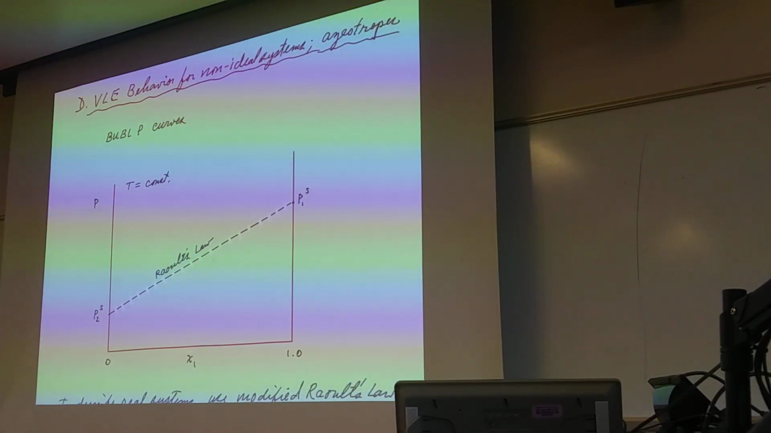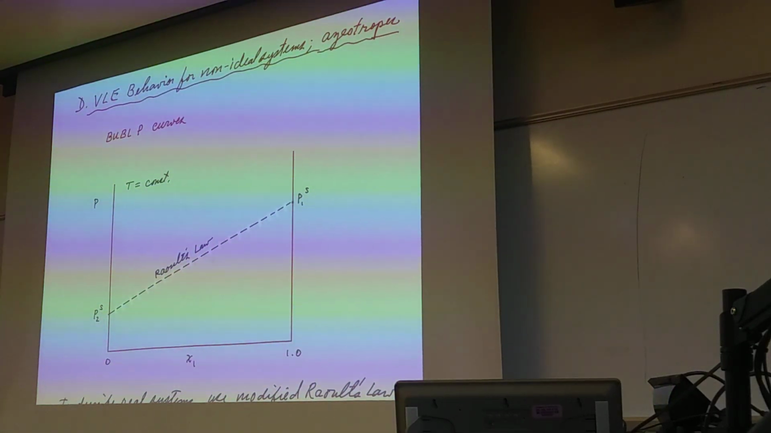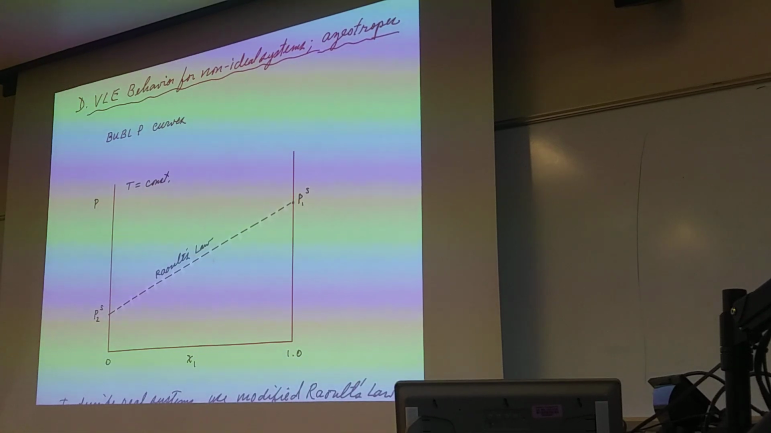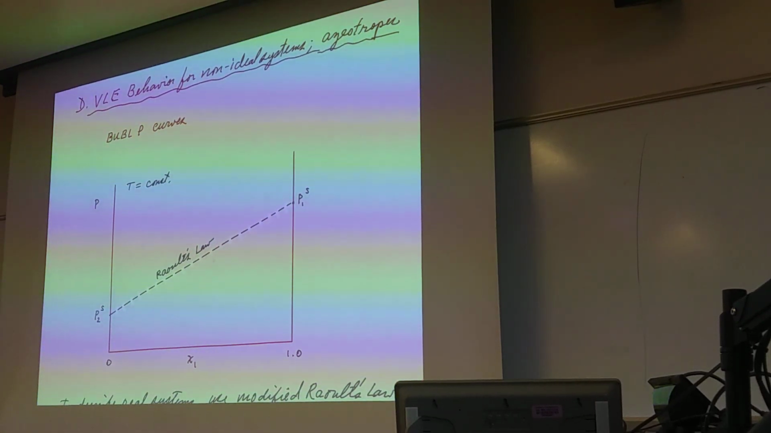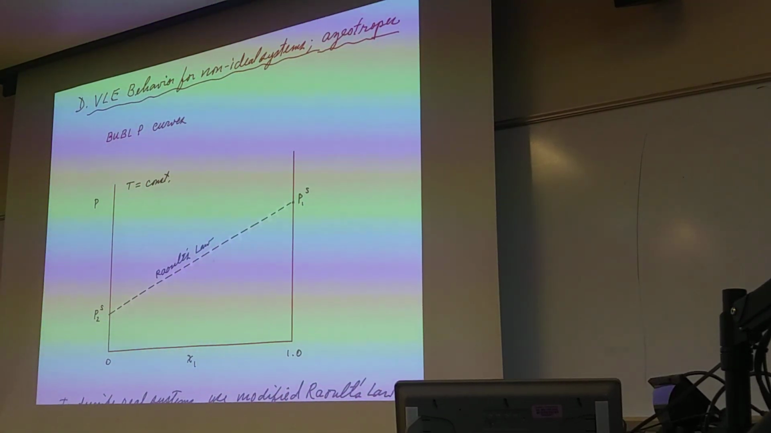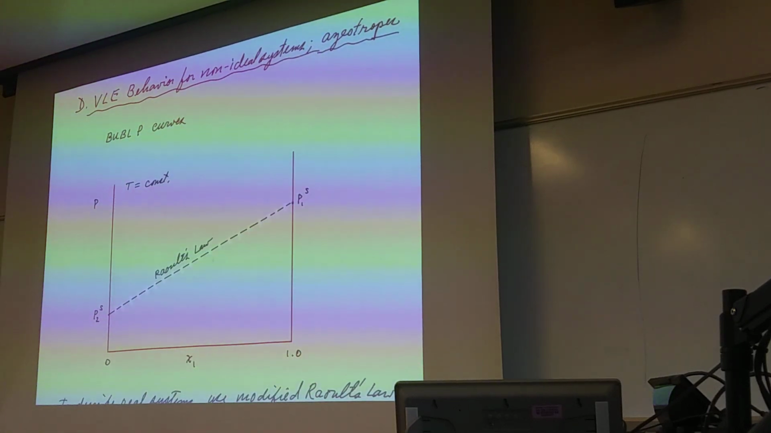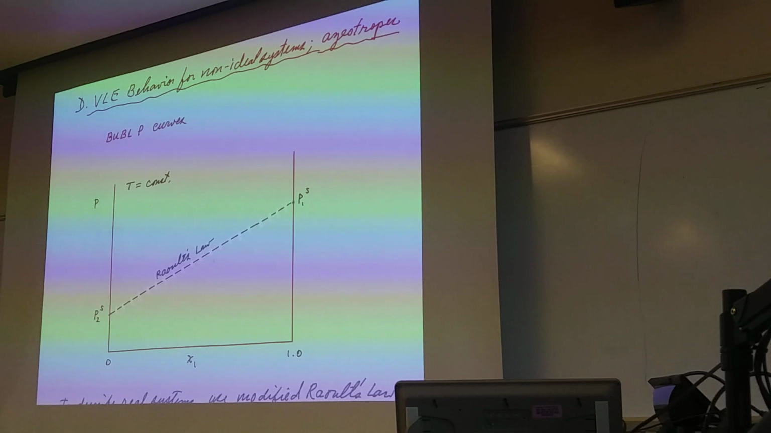So now we get on to really interesting stuff where we don't obey Raoult's law, which is most of the time. So let's look at VLE behavior for non-ideal systems. This will bring up the issue of azeotropes, which I will be discussing here before long. This is a diagram qualitatively similar to what we saw using Raoult's law to describe the system. This is a bubble point pressure curve that we would get from Raoult's law in a straight line, as we saw earlier.